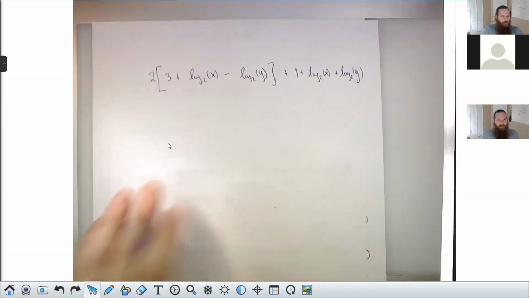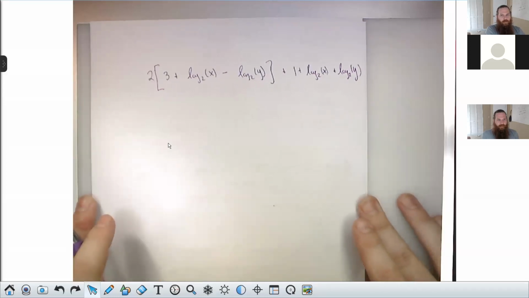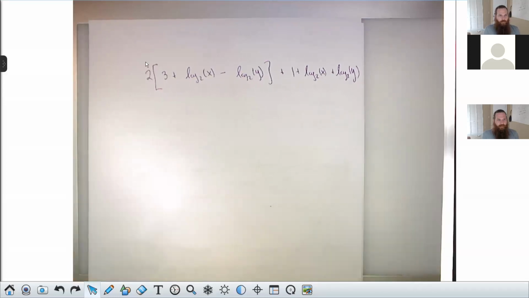So Lily, am I reading right? This is where you guys have landed? 2 times the quantity, 3 plus log 2x minus log 2y, plus 1 plus log 2x plus log 2y? My chat window is misbehaving. Okay.